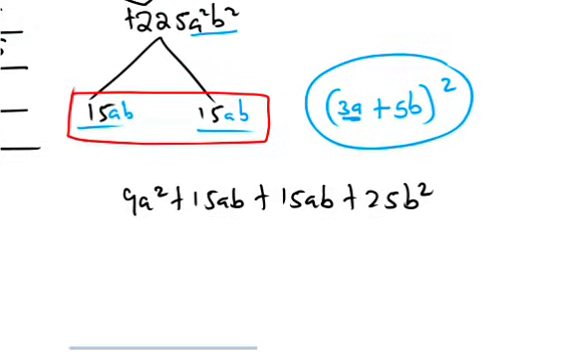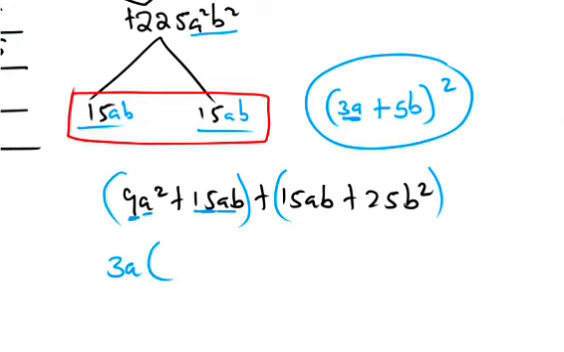The next step is to pair them. Take the common factor in the first bracket. You can take out 3a. So 3a into 9a square gives 3a. Then plus 3a into 15ab gives 5b. Then plus a sign here. In the next bracket, we take out 5b.